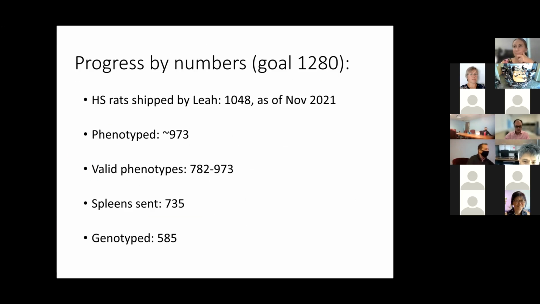I'll just dive right in. We are in the midst of year 4. Our original goal after the budget cut was to phenotype 1,280 animals. We're at about in the 900s now, of which 730 have been sent to UCSD, 585 are genotyped.